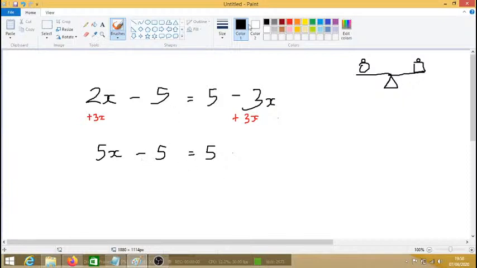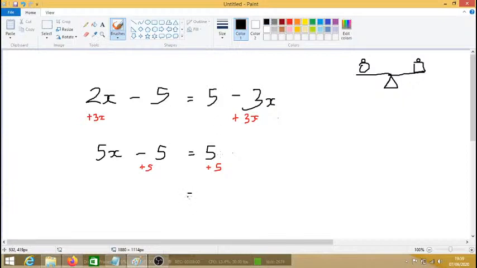We could probably solve it from here, but let me just show you the rest of the method. I'm going to add 5 to both sides. Again, I could have taken away 5 from both sides, but the idea is to end up with x's on their own. So if I've got 5x and then I've got to take away 5, I don't really want anything next to the 5x. So minus 5, I can get rid of that by plus 5 on both sides to maintain the balance.